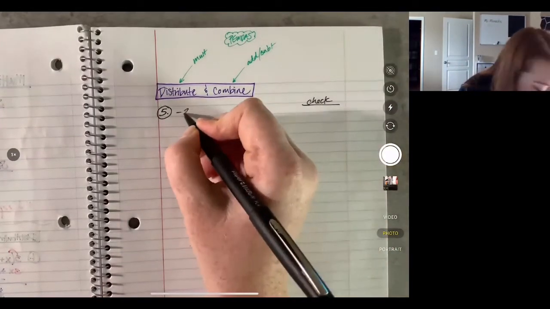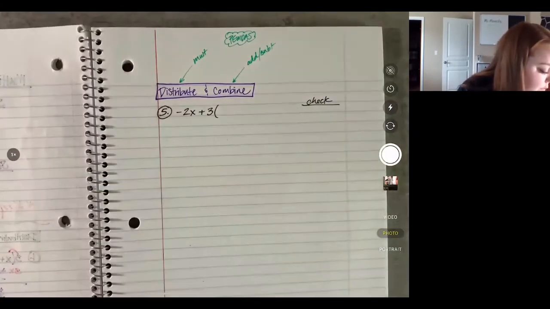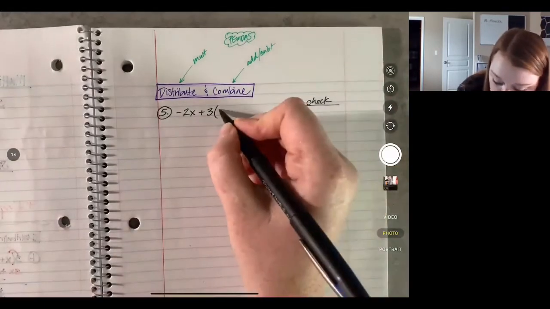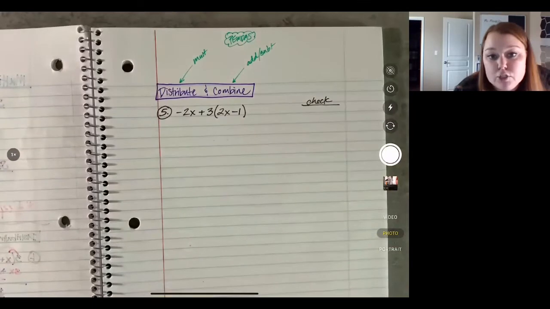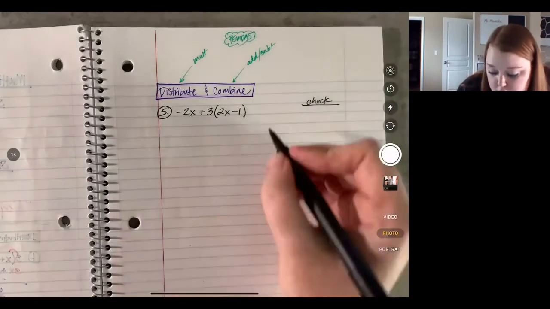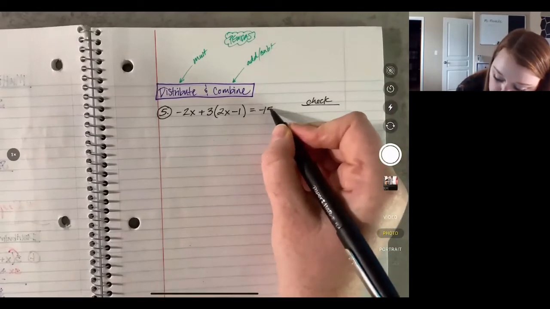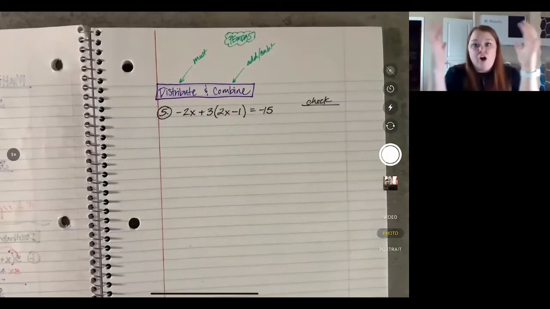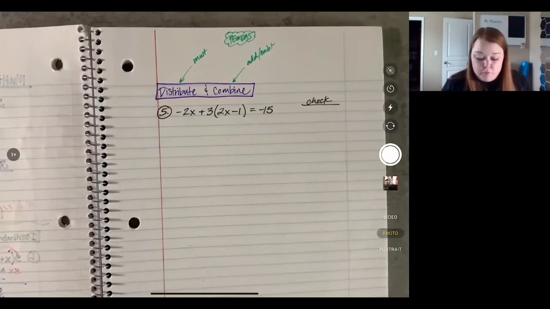Negative 2x plus 3 times parentheses, inside your parentheses is 2x minus 1. Okay, so that's the left side of your equation. You're going to set that equal to negative 15. On the left side, there's a lot of stuff. We have to simplify all of that down before we start solving, okay?